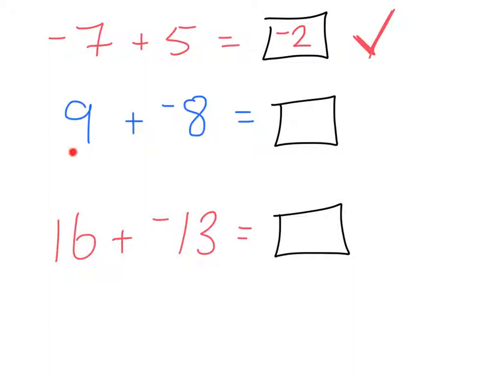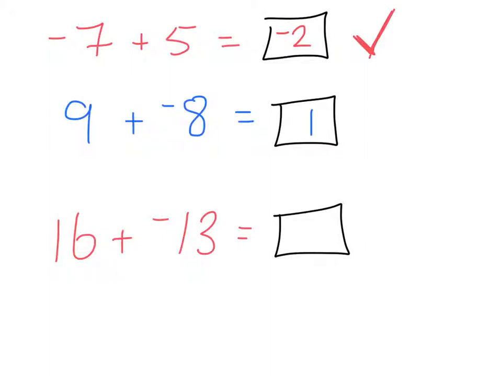So if we have 9 and we have 8, so 9 minus 8 is equal to 1. So we know the answer is at least going to be 1. Now let's look to see which number is greater. We have a plus 9 and we have a negative 8.